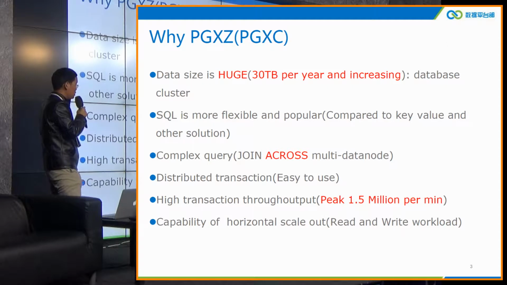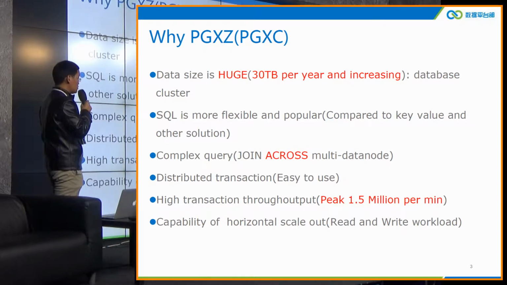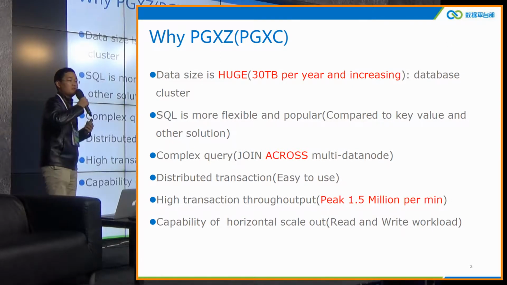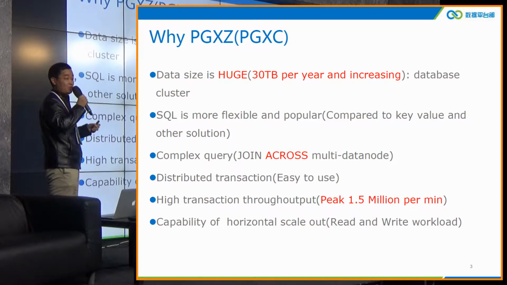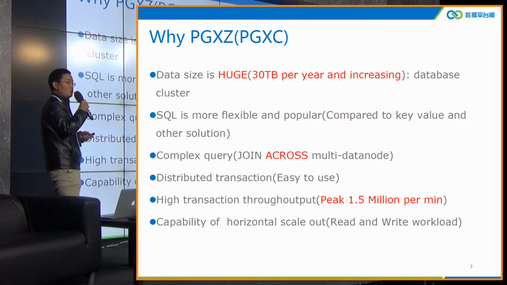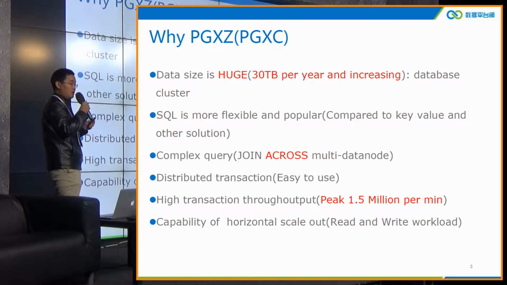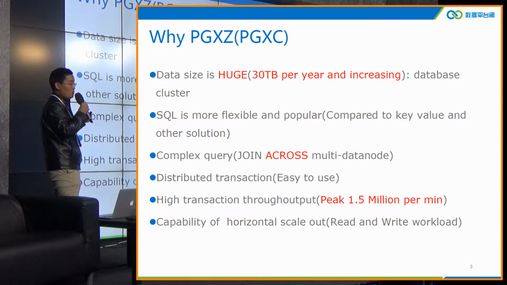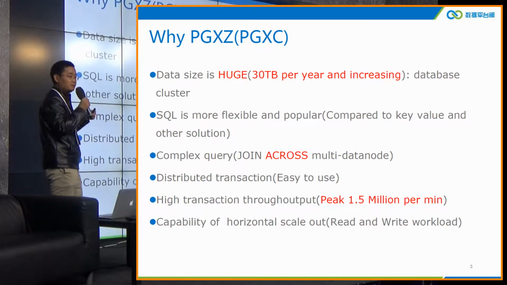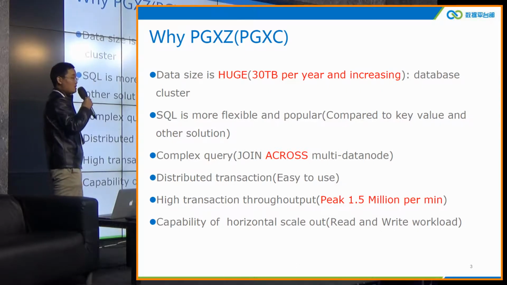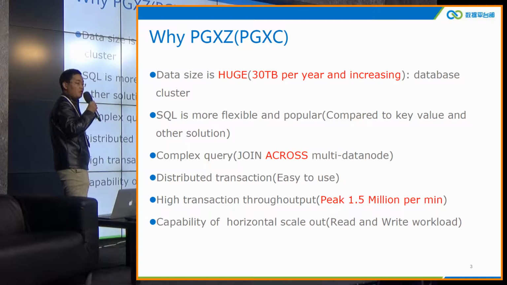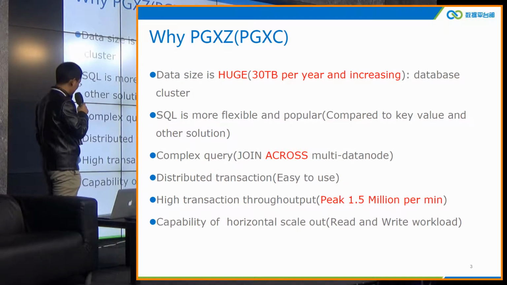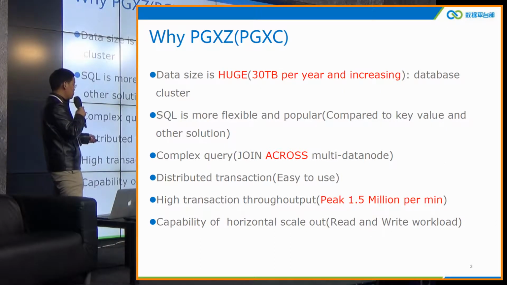And also, because our business and our customers keep increasing, from 2015 to the end of 2016, the transactions we handled increased by 4 times. Yes, 4 times bigger than at the beginning of 2015. So we need the capacity of horizontal scale out.